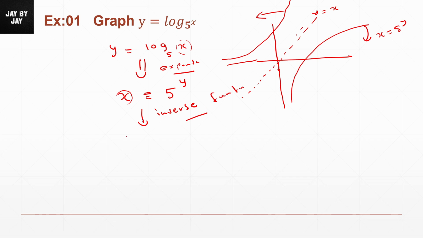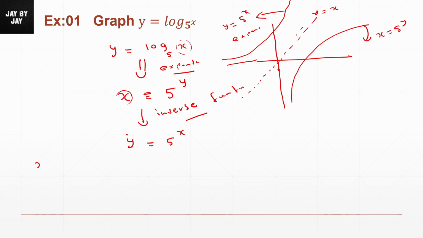Okay, the inverse function you can write down like this. You need to interchange the x and y values, so you can write down y equal pi to the x, which is the exponential function. This is the exponential function of this logarithm one. Okay, so now you can very easily find out the x and y values corresponding to a particular x value. Now it's a little bit easier.